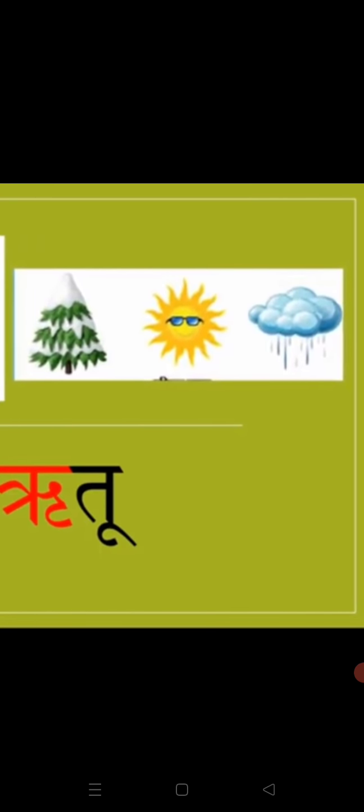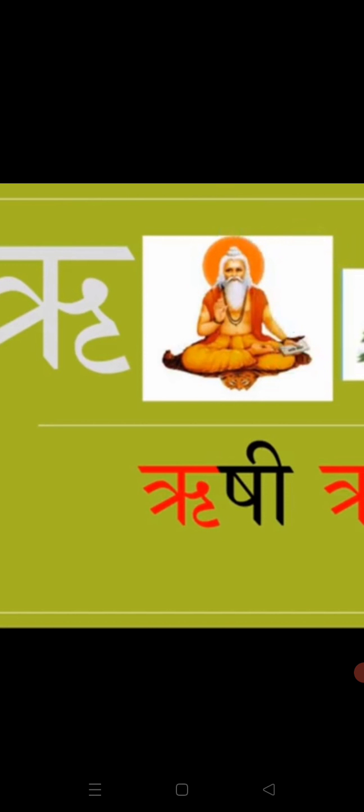And look at this picture. For season in Marathi we say Rutu. Here, the Ru sound. Rutu. Okay.